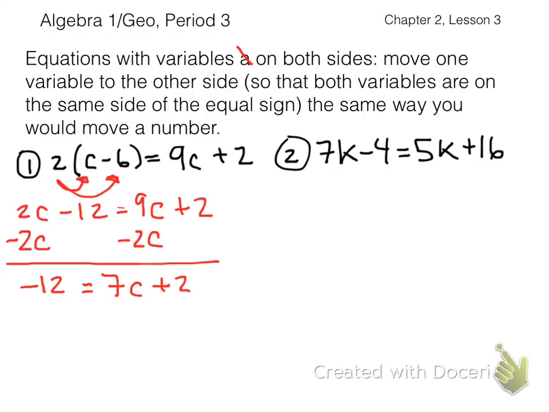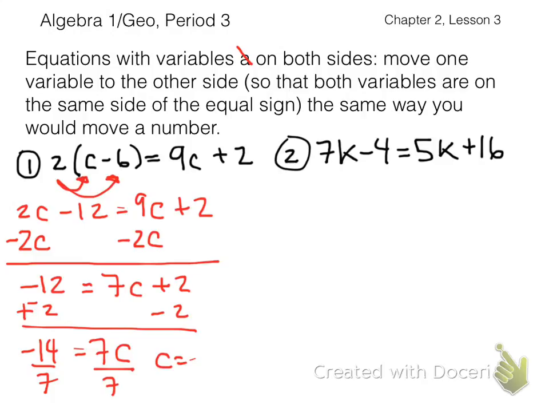Again, I'm down to one variable now because I've combined like terms, the 9c and minus 2c, and then I just need to solve for c. Go ahead and add the opposite. Divide by 7, c equals negative 2. And I recommend you check your answer on some of these because on the next slide I'll show you when you can get some equations that actually don't have a solution. So it's good to check it either mentally or with a calculator to make sure that you've got the right answer.